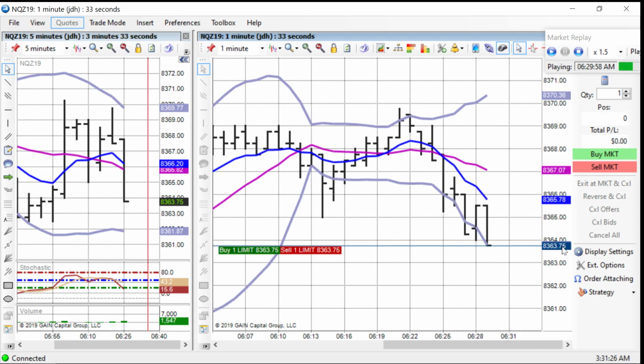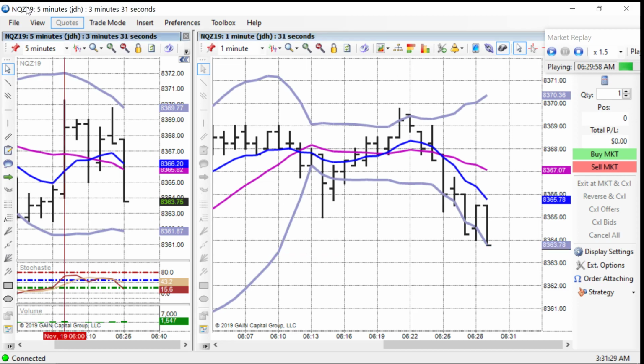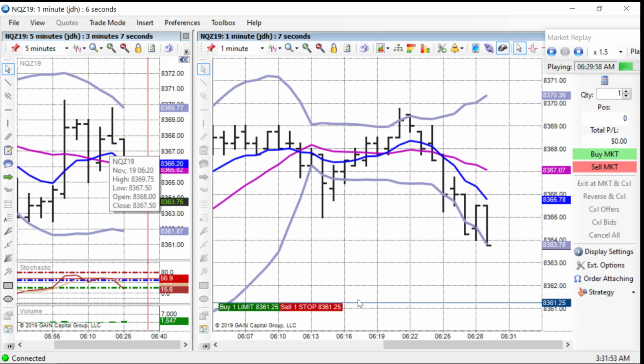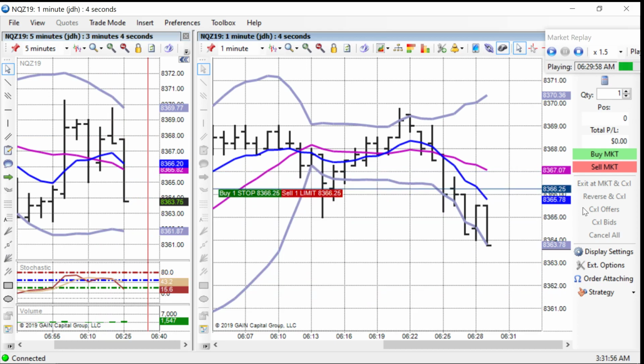And as always, if you look up here in the left hand corner, this is the symbol for the NASDAQ E-mini, November 19th, 2019, and November 19th is the date down here on the bottom. On the left side I have the 5-minute chart. I don't use that for entry of orders into the trade, and I'm using the 1-minute chart for the order entry form.